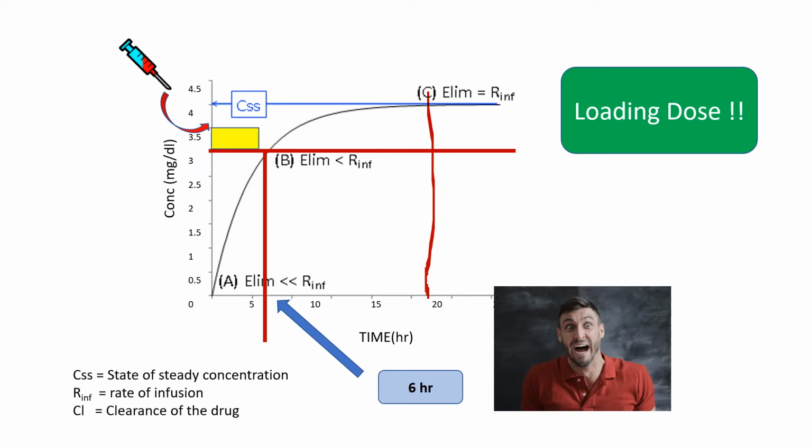In this case, we can see that the steady-state plasma concentration has been reached within 6 hours. Now just try to concentrate here. This is the yellow part where we have given the loading dose. So this amount of dose plus this amount of dose, the one that we give by IV infusion, will together help to reach the steady-state plasma concentration in the given time frame.